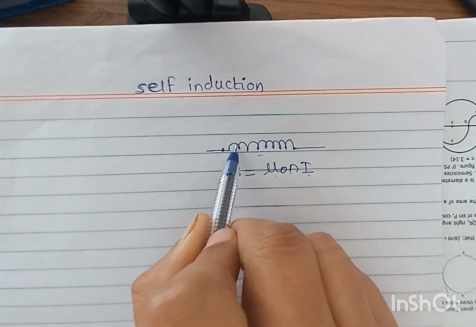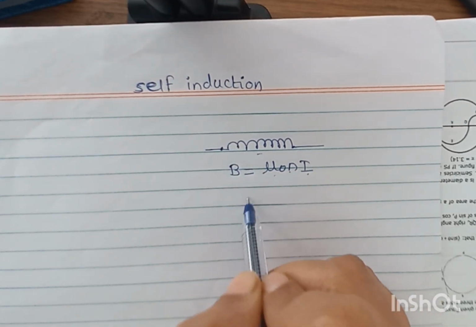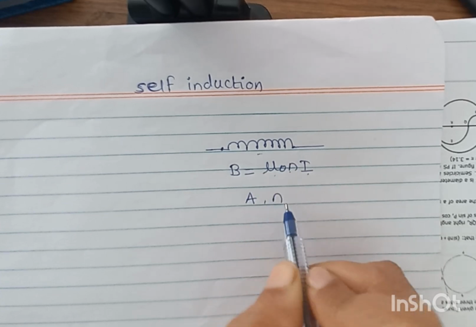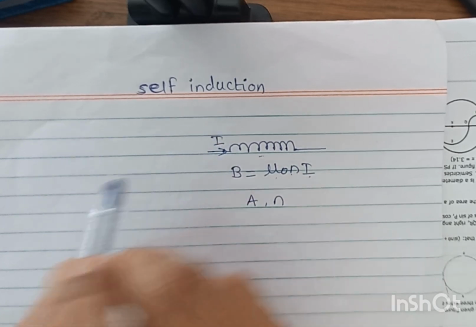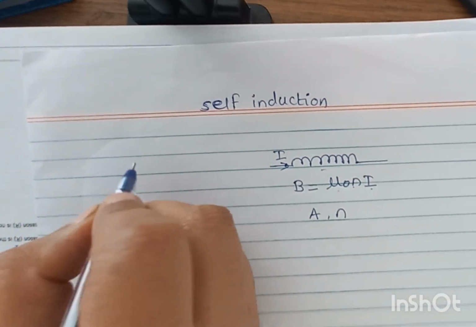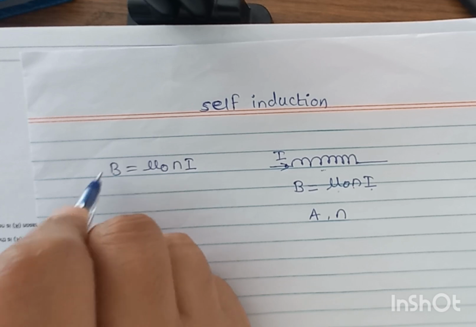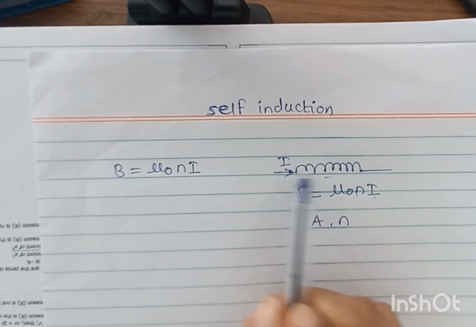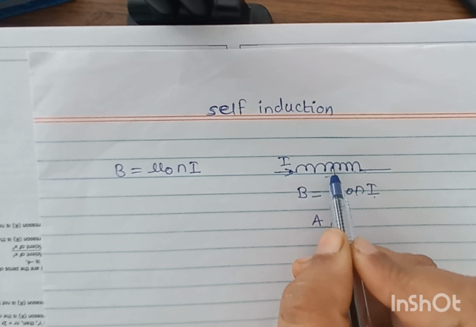Here you can consider a solenoid of length L, having a cross section area A, and the number of turns per unit length is N. Suppose that current I is passing through the solenoid, then the magnetic field inside the solenoid is B is equal to mu naught N into I. In the case of a long solenoid, the length L is very large as compared to the radius of the loop.